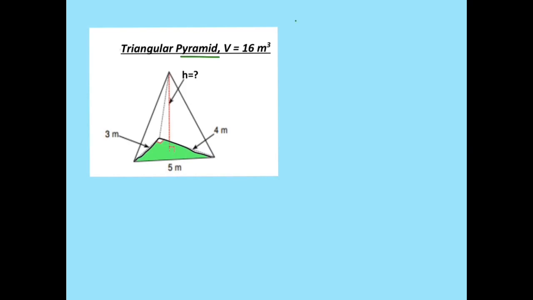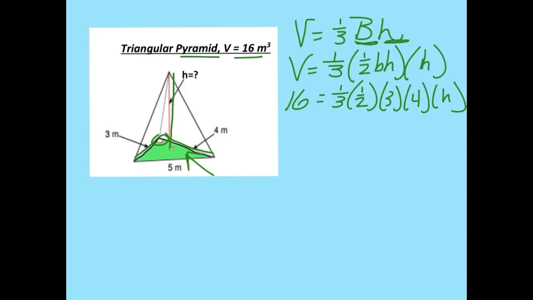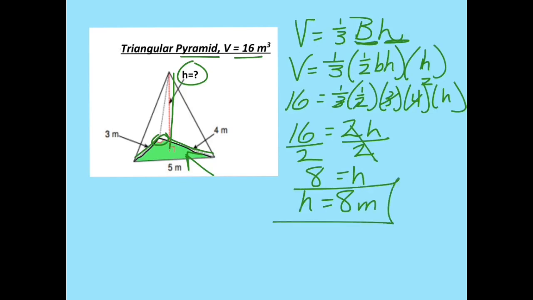This figure is a triangular pyramid, so we're going to start with the formula 1/3 big BH and replace the B with the area of a triangle, which is 1/2 BH. The second H is the height of the pyramid. Replacing V with 16, we get 1/3 times 1/2. The legs are 3 times 4, and we're solving for H. Simplifying here, 1/3 and 3, 1/2 of 4 is 2, so we get 16 equals 2H. Solving for that, we get H equals 8 meters.